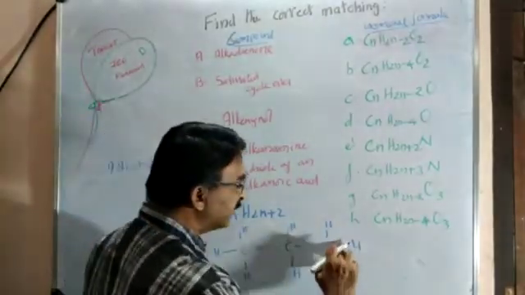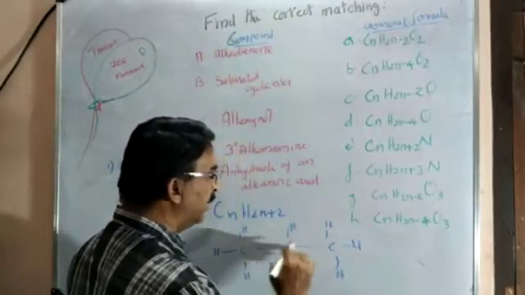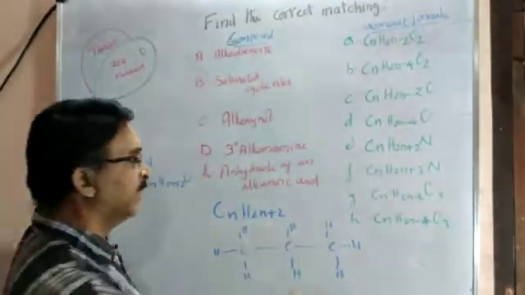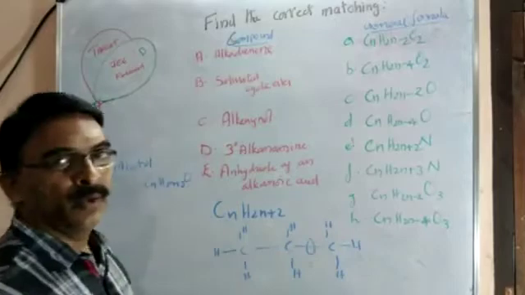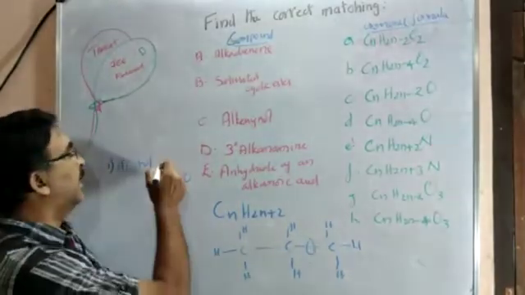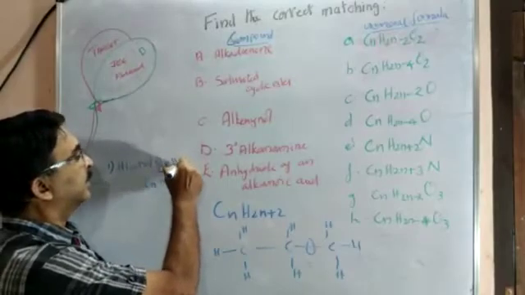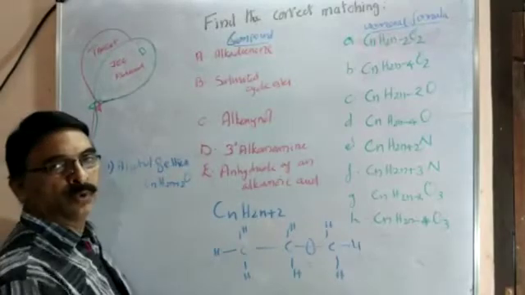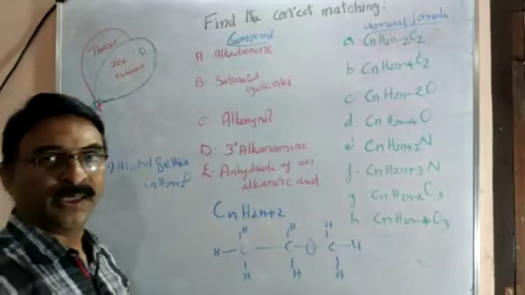If you do the same insertion in between any two carbon bonds, you get an ether. So ether will also have the same general formula, alcohol and ether, CnH2n+2O. Hope you got that.